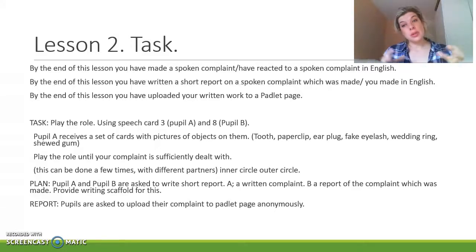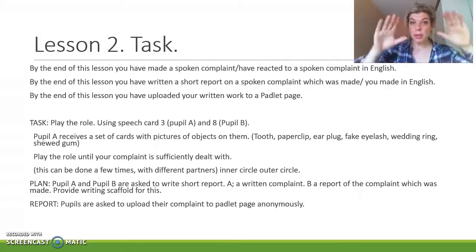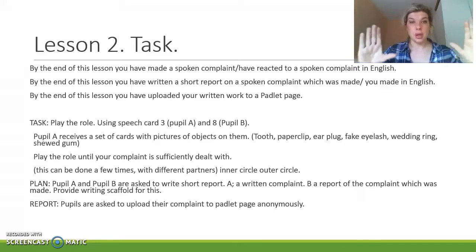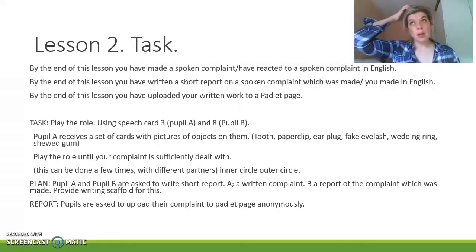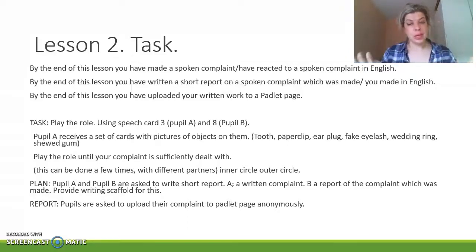Then I'm going to ask them, after this is done, to actually write a short report. So A is going to write a written complaint, again writing down the complaint that they had, and B is going to write a report of the last complaint that they've heard, for instance. And I'm going to ask my pupils to upload this to the Padlet page anonymously. They'll write their complaints on this Padlet page, and everybody can see them. There's a reason for them to do it, because it will be posted, and if it's missing, it's quite obvious.